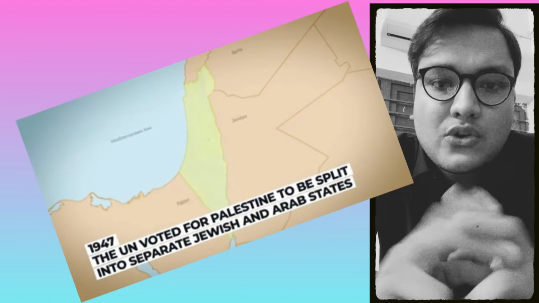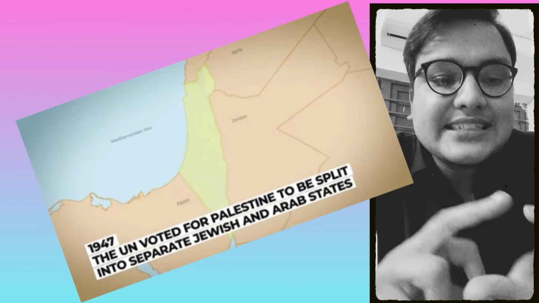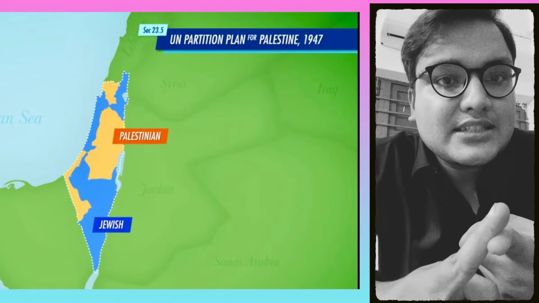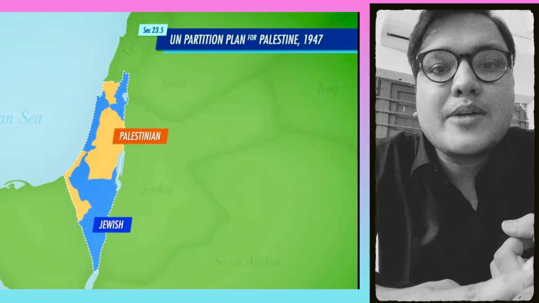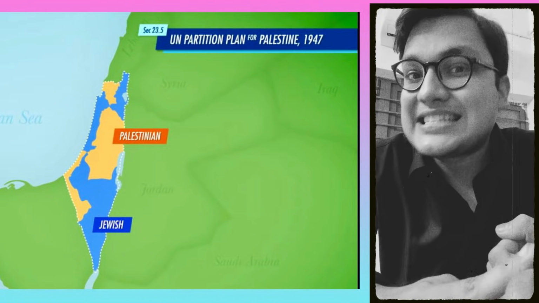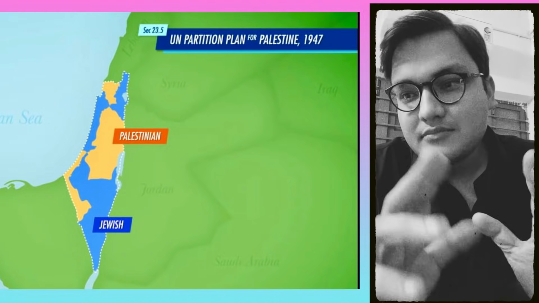In 1947, the UN decided that they would divide this region of Palestine into two parts, one with the Jewish community and the second with the Arab community. The Jewish community land was known as Israel, and the Arab community land was known as Palestine at that moment.